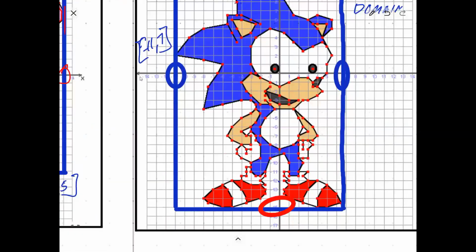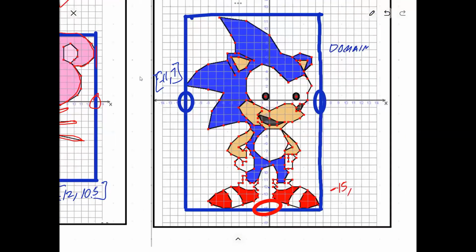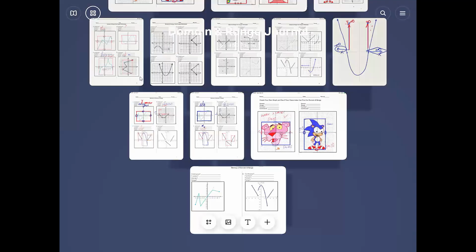That is a negative 15. And we go all the way up to a positive 12. Put them in brackets, boom, that's done. Now, I'm going to actually do some questions from the handout.